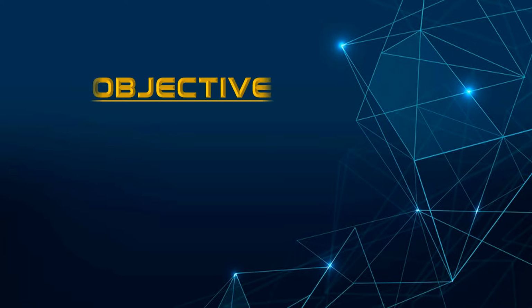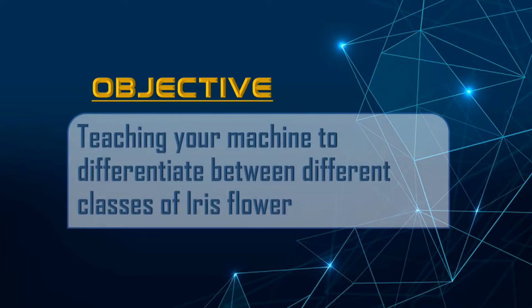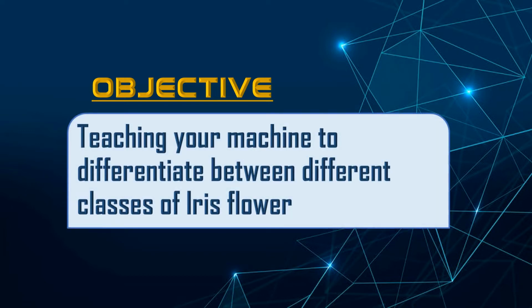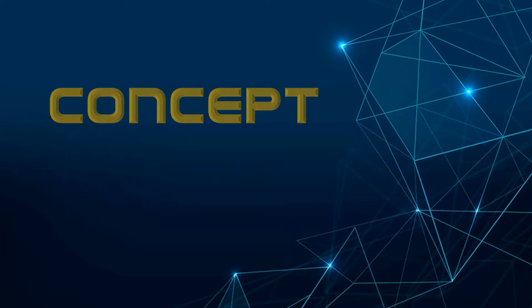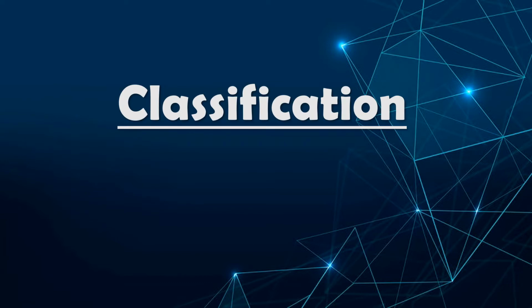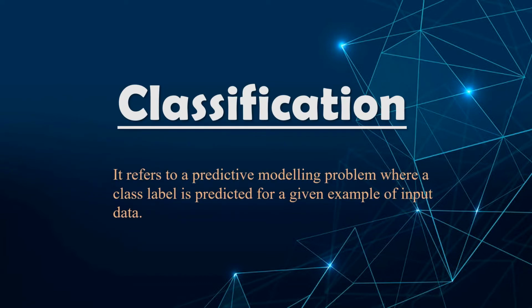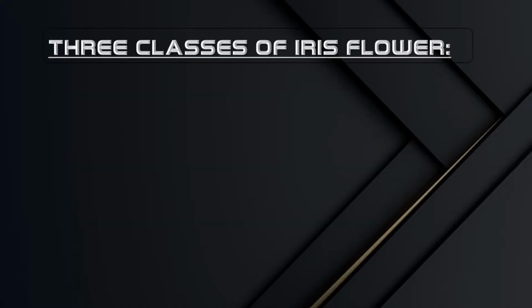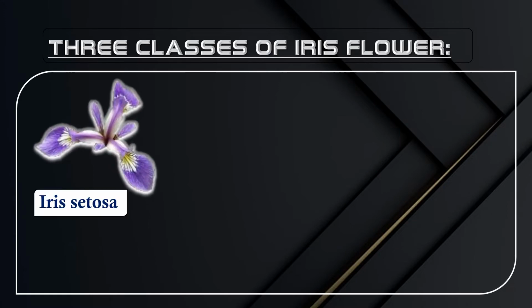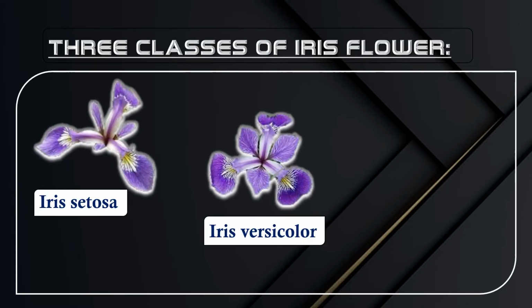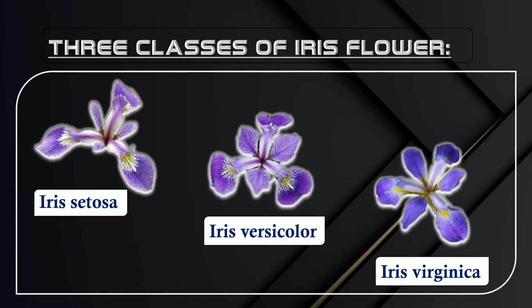Objective: teaching your machine to differentiate between different classes of iris flower. Concept: classification. It refers to a predictive modeling problem where a class label is predicted for a given example of input data. 3 classes of iris flower: Iris Setosa, Iris Versicolor, Iris Virginica.